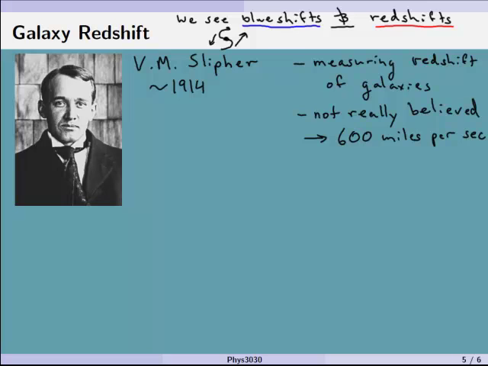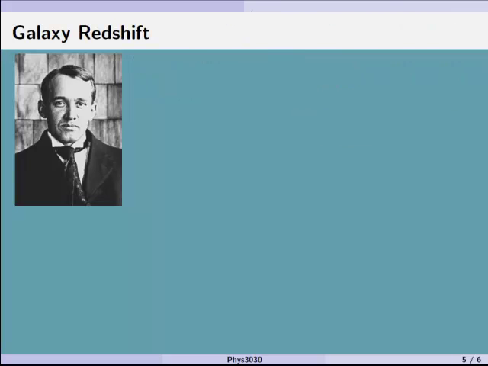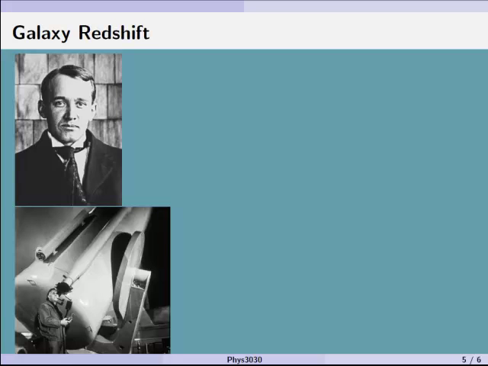All right, so let's get rid of this layer, and we're going to move on to the next slide, which still has Slipher on it. So I'll still write his name up here. That's Slipher. This guy down here, this is Edwin Hubble. He's the next character in our play here. Hubble is very famous. Many of you may have heard of the Hubble Space Telescope that's named after him. And this is a pretty famous picture.